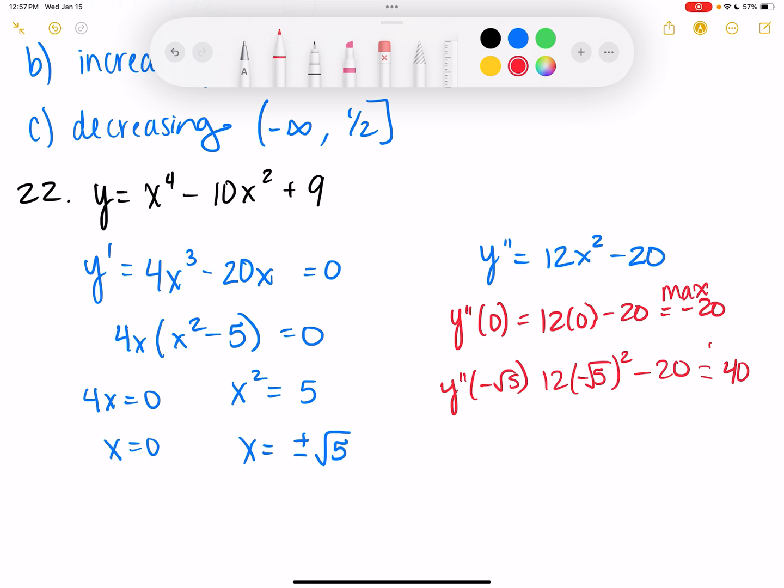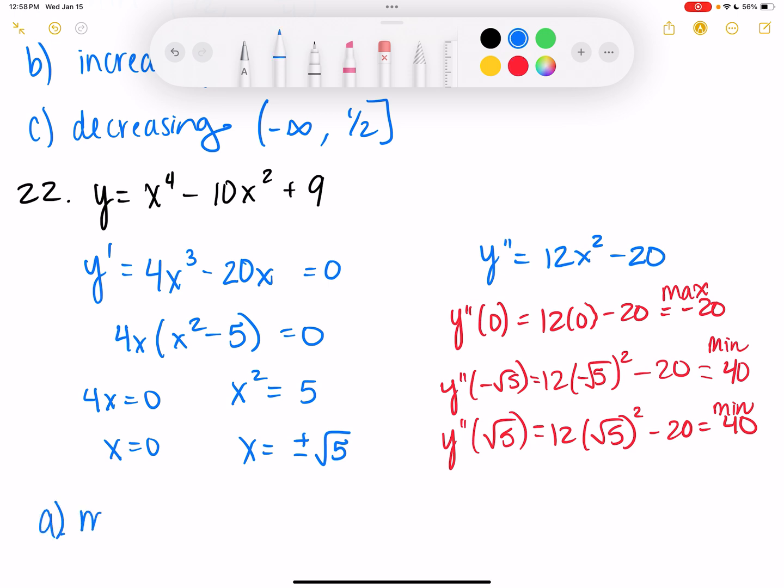Min. And obviously, well, I think it's obvious that at the square root of 5, it's going to be the same thing since it was squared. So that one's also 40 and thus also a min. So part A here, I have a max at, oh, I guess I need to actually plug in the number and see where it's at.